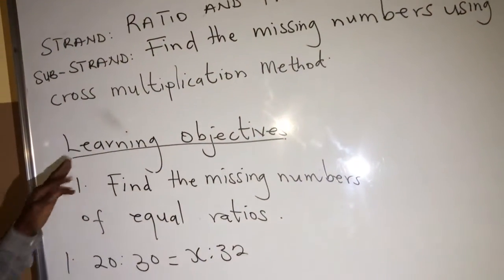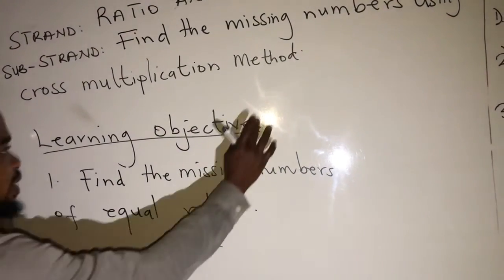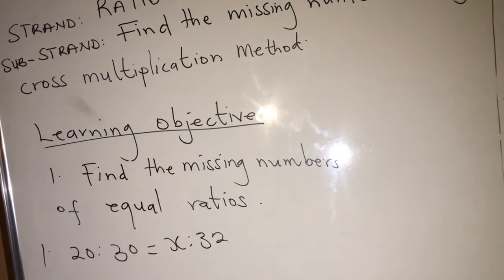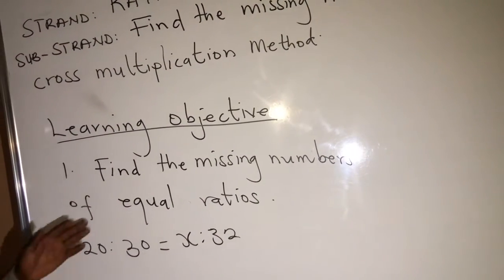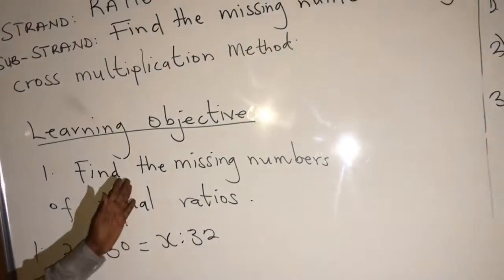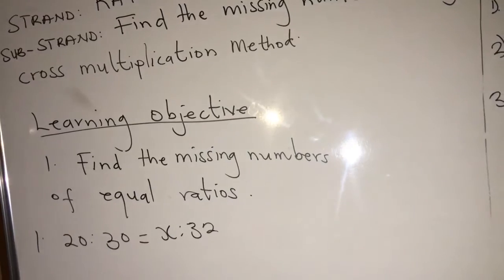Before then, let us look at our learning objective for the day. By the end of the day, we should be able to find the missing numbers of equal ratios.